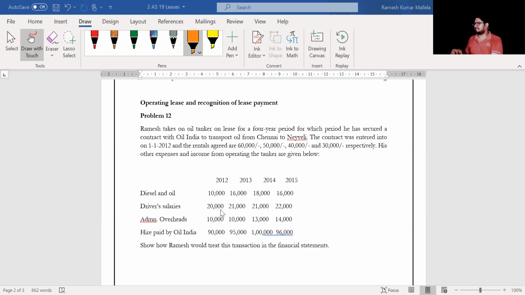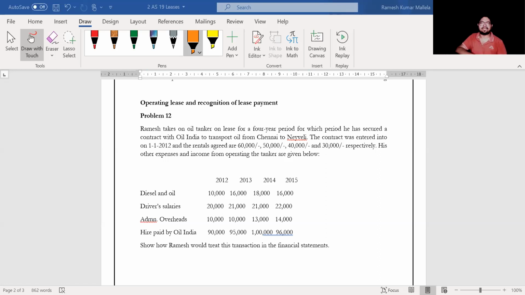I'll explain it once again. Whenever you have lease rentals which you are paying, which are not static, which are not the same in all periods, which are varying, it might either be in an increasing trend or a decreasing trend. In such a case, what the standard suggests is you can straight line them. Straight lining means you will add up all the expenses you are incurring on lease and divide by the number of years for which you are entering into that lease transaction.